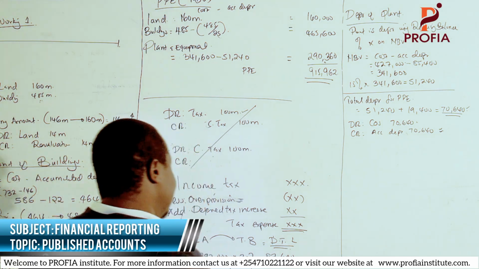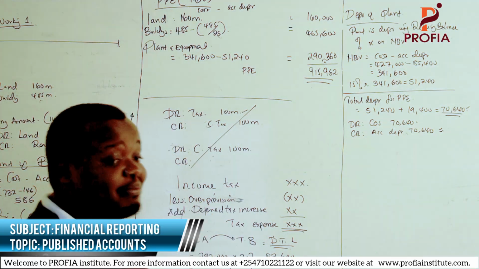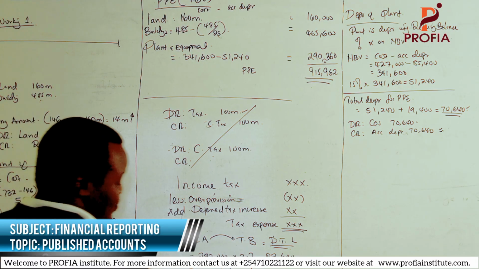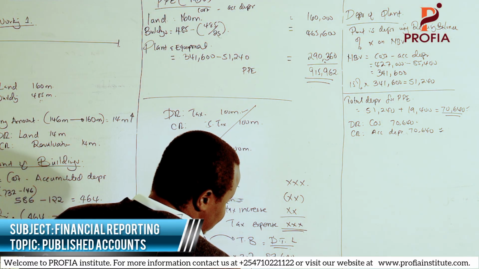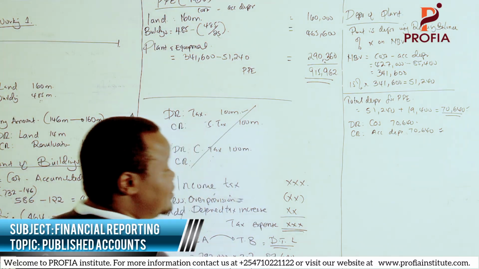So after you do that now, I'll come and say, then I will open my deferred tax account. And I ask myself, what is happening with this deferred tax? We look at what was the opening balance of our deferred tax from the trial balance. Is it 97,600? So the opening balance is 97,600.